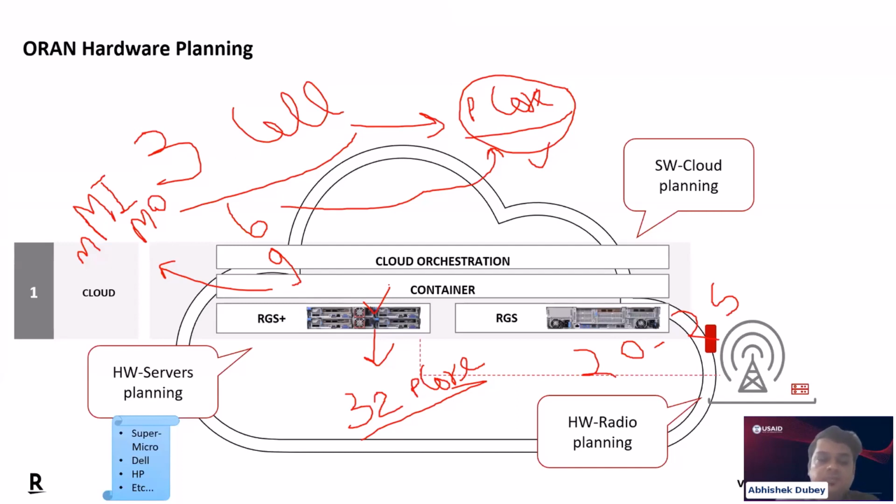Okay, this 20 to 25 is not for one site. Remember, ORAN is better than the traditional. One reason is that we require very few resources to run one eNode B.